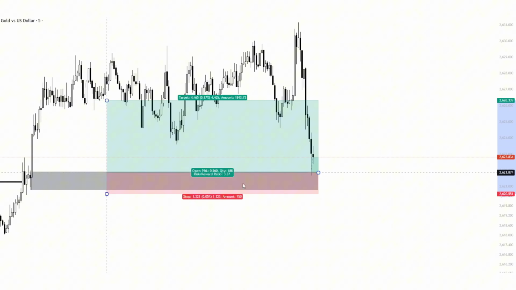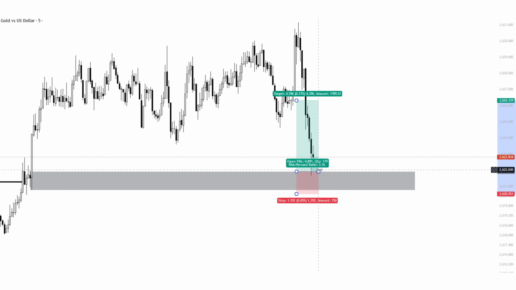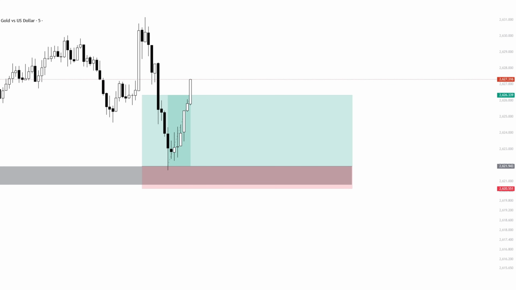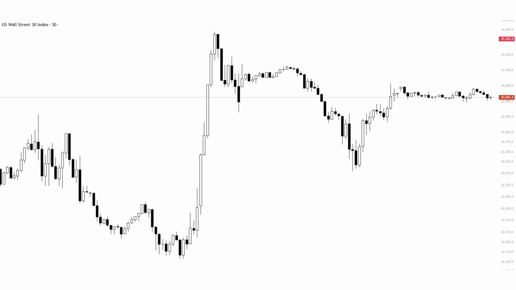Here the entry got triggered and we entered the position. And after filling the demand, it almost instantly rejects it to the upside and finally moves into the take profit target. Now let's run a final backtest. This is on the Dow Jones index, starting with the market structure analysis.